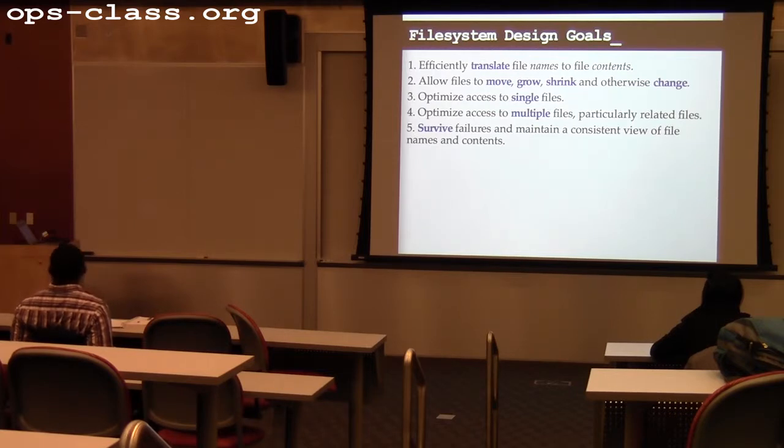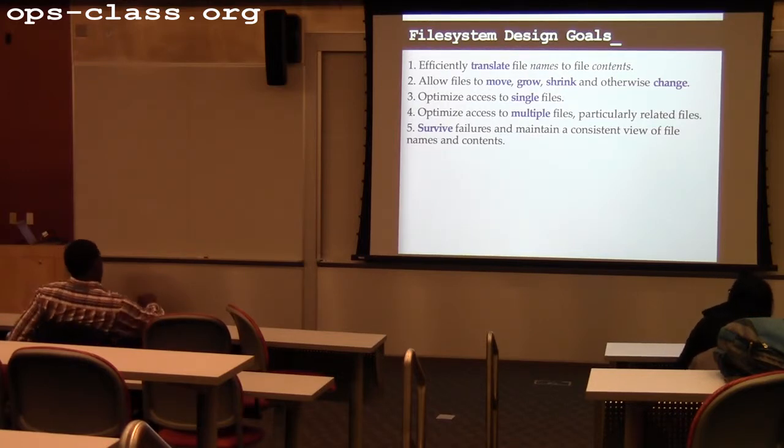And then the other, potentially this should be job number one, right? Because if you can't do this, none of this other stuff really matters. Is surviving failures. And that means both trying to preserve as much of the content as possible, but also making sure that I keep my data structures in a consistent state, right? Because if I don't do this carefully, all the data may be there, but my data structures are corrupted.